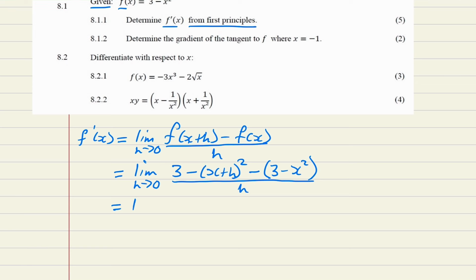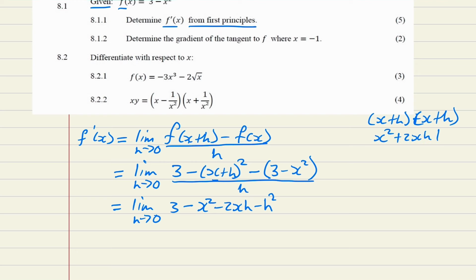Number two, we say the limit as h approaches 0 of 3 minus x squared minus 2xh minus h squared. What did I do here? I had (x plus h) times (x plus h). Then this is x squared plus 2xh plus h squared. Then I multiplied by the negative to get this, okay? Now I have negative 3 plus x squared. This is all over h.